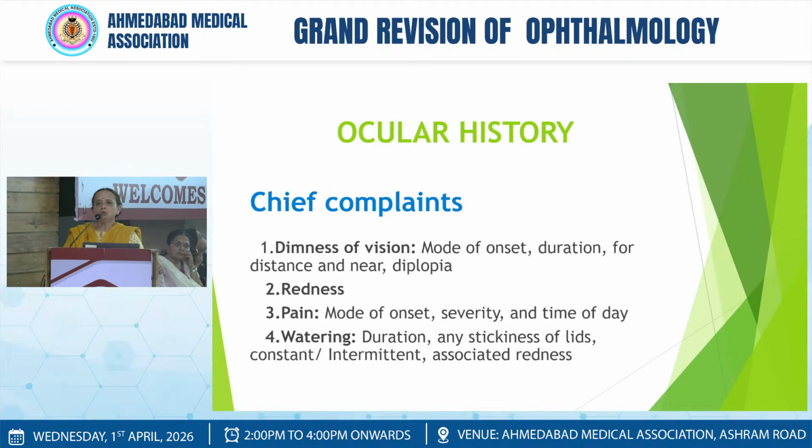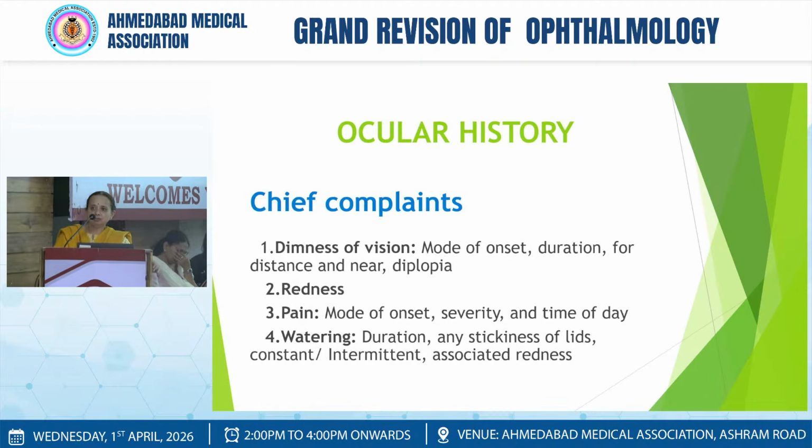Usually in ophthalmology, you have main 4 or 5 complaints. It can be dimness of vision, redness from the eye, pain in the eye, and watering from the eye. Whenever the patient complains of dimness of vision, we have to specifically ask whether it is for the right eye or the left eye or both eyes, whether the dimness of vision is sudden or gradual, whether it is stationary or progressive, whether it is painless loss of vision or painful loss of vision, whether it is for distance or near or both, and any other associated complaints like diplopia, that is double vision.